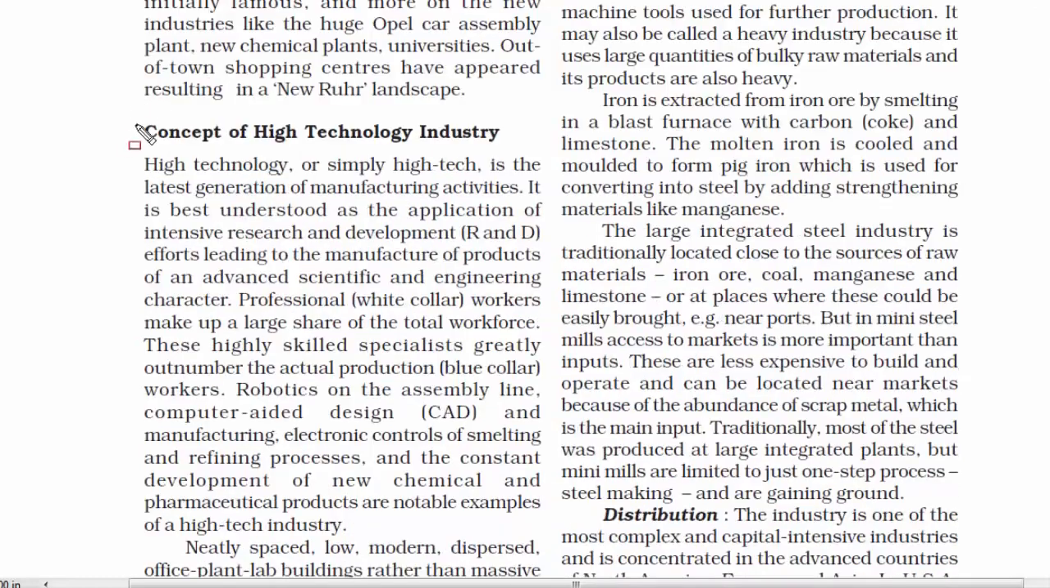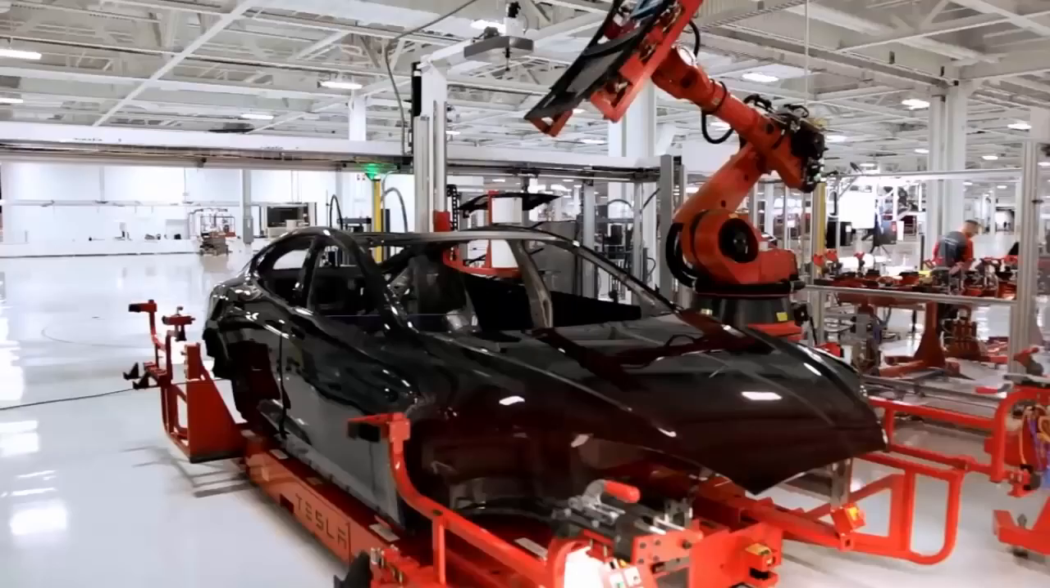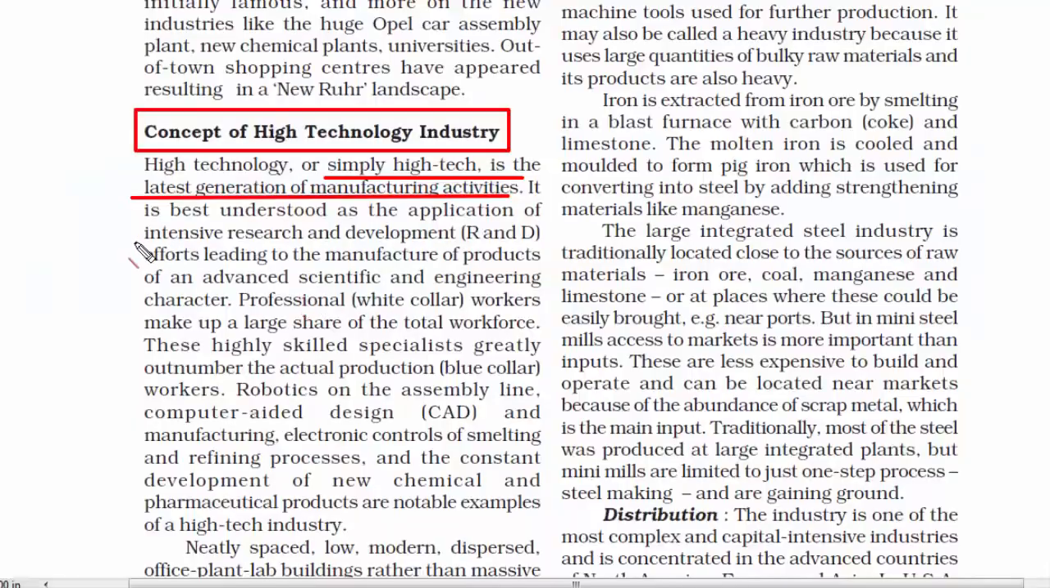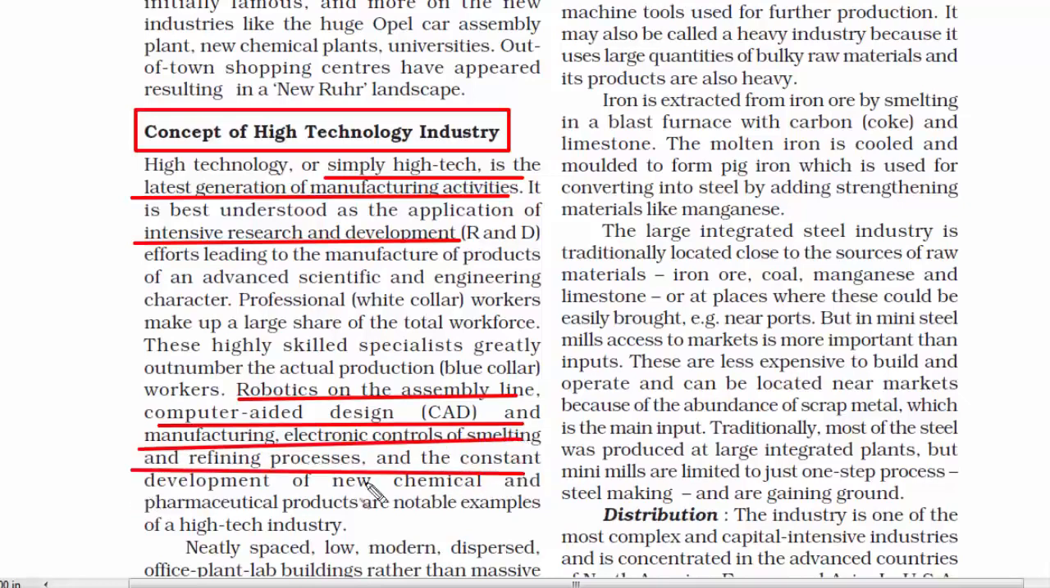Now let's quickly understand the concept of high technology industry. Well, it simply means an industry having high-tech gadgets, which is the latest generation of manufacturing activities. These are formed after intensive research and development. Some of the features of such industry are robotics on the assembly line, computer-aided design, electronic controls of smelting and refining processes, and the constant development of new chemical and pharmaceutical products.